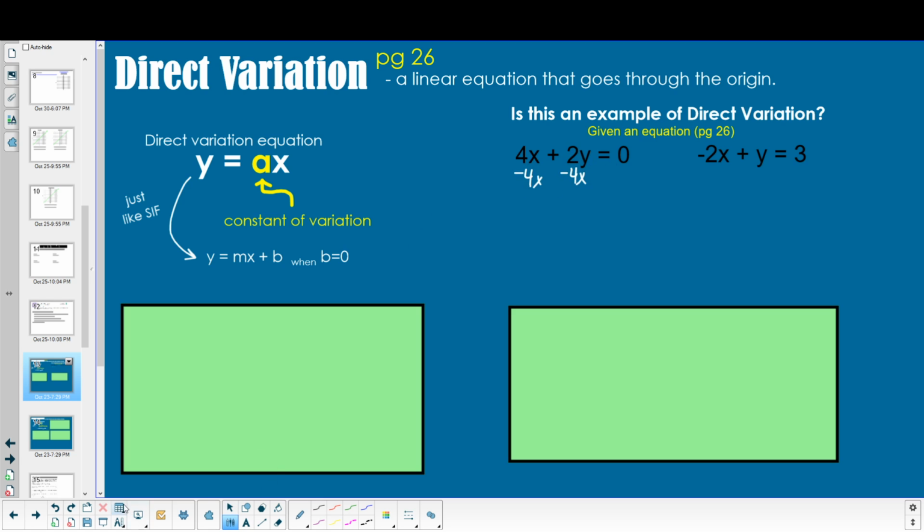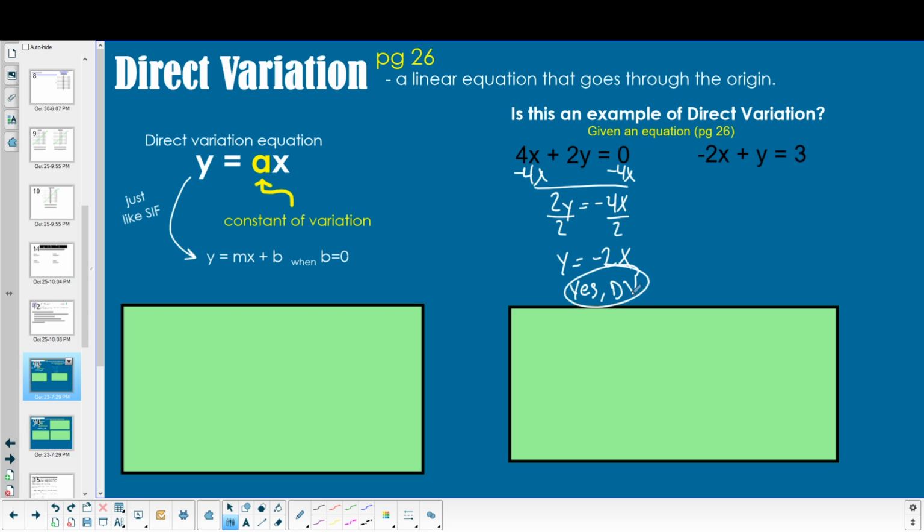Oops, sorry about that. I did both on the same side. Minus 4x on both sides. So we have 2y equals negative 4x divided by 2 to finish getting y by itself. So here y is equal to negative 2x. So because this sits in the same form as y equals ax and the y-intercept is 0, this is direct variation.